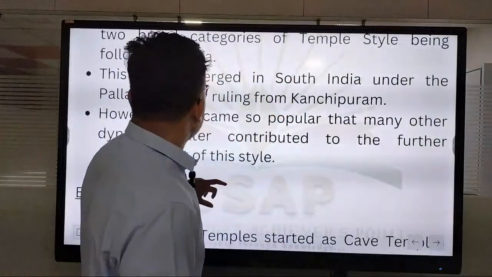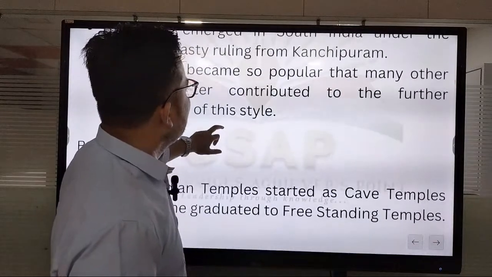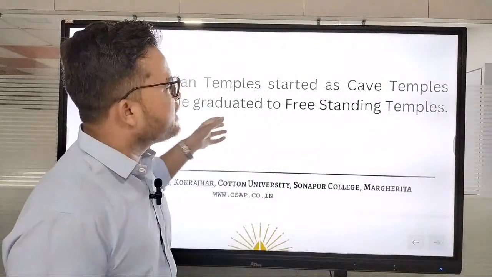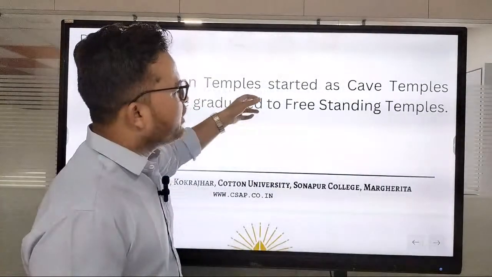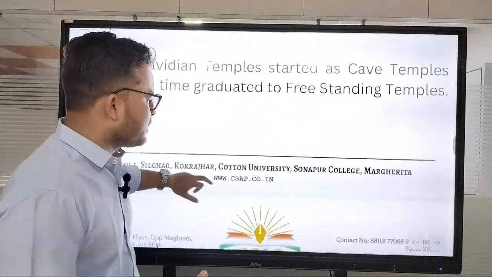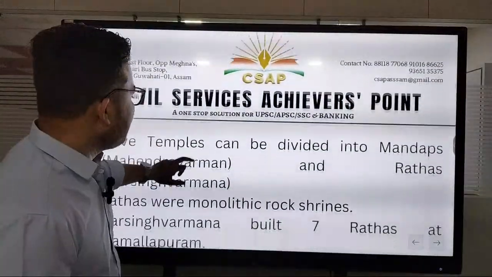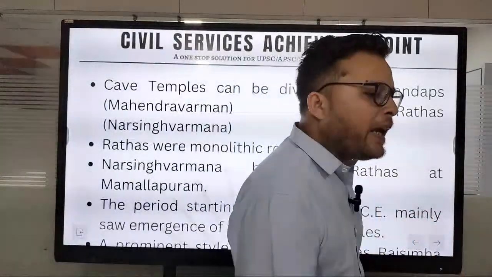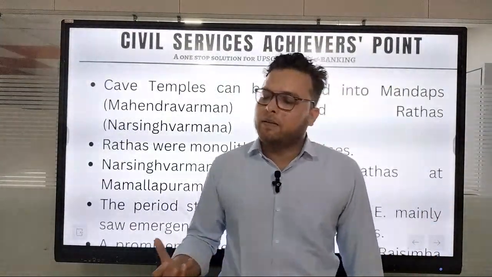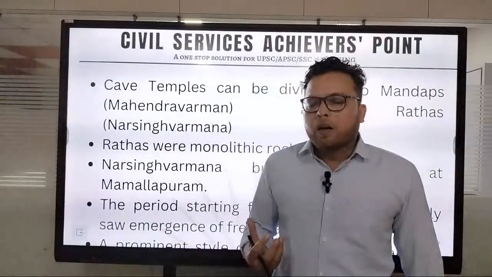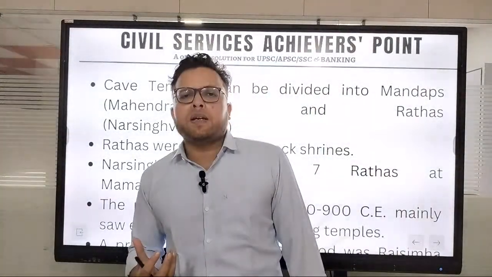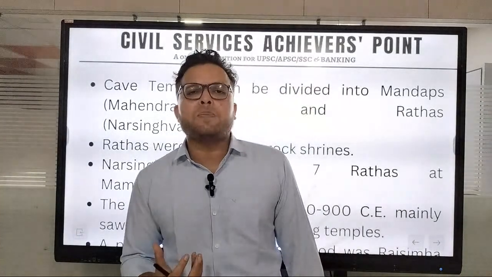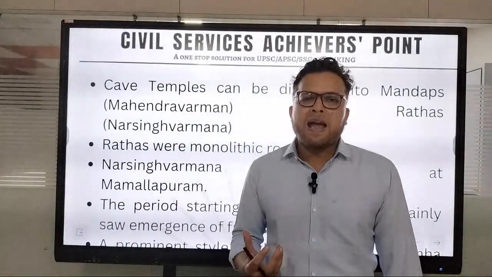Now, the Dravidian temples started, like I said, as cave temples, but with time they graduated to freestanding temples. Now, if we talk about cave temples, they can be divided into two things. And those two things are what? Mandaps and Rathas.